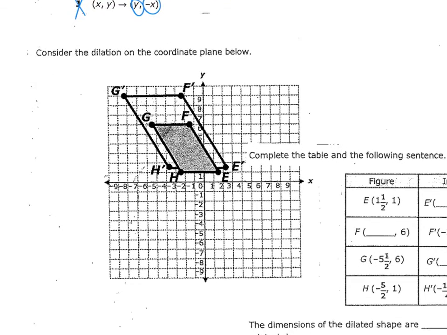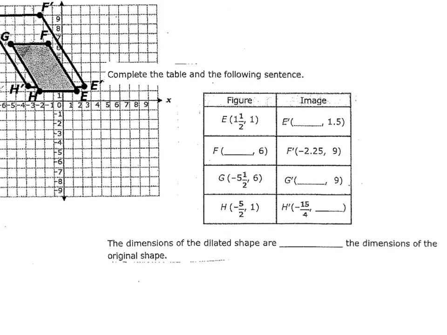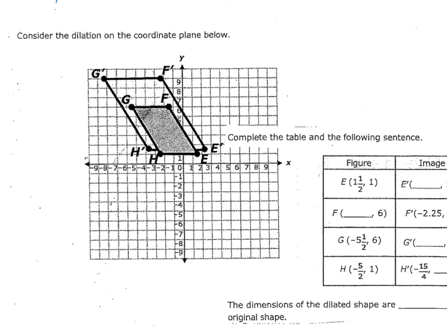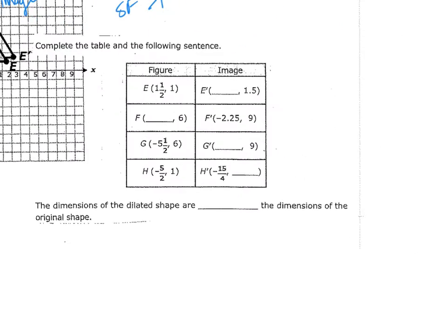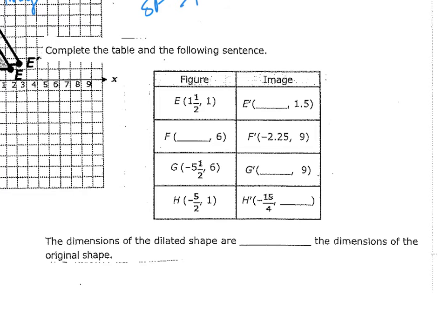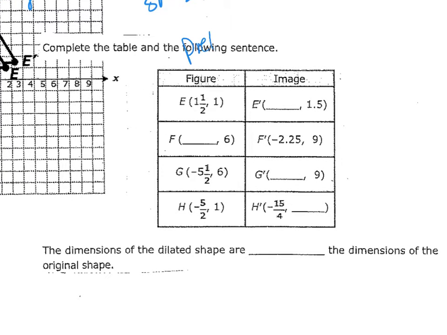Consider the dilation on the coordinate plane below and complete the table in the following sentence. So we've got our pre-image, and our image is the larger one. So we know it's an enlargement. So that means the scale factor is going to be greater than 1. That's what we know right now. Okay, so then we look at this table down here, the figure and the image. So this is our pre-image, and this is our image. So this is before and after the dilation.